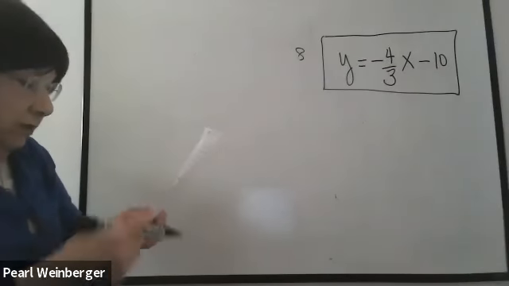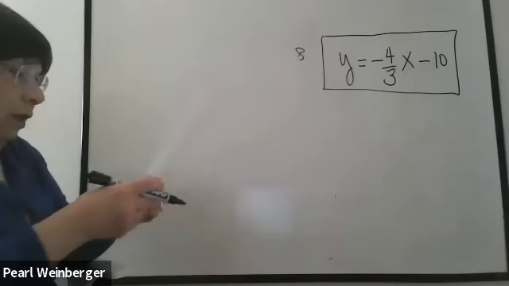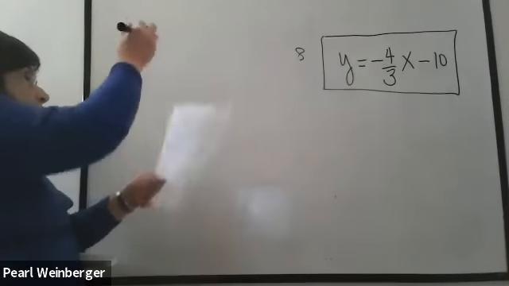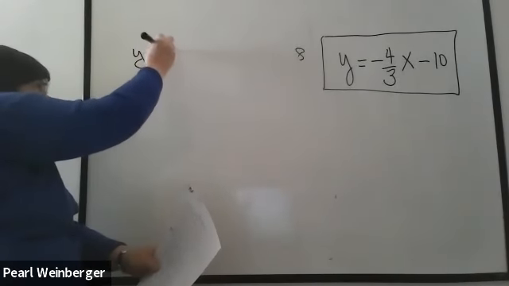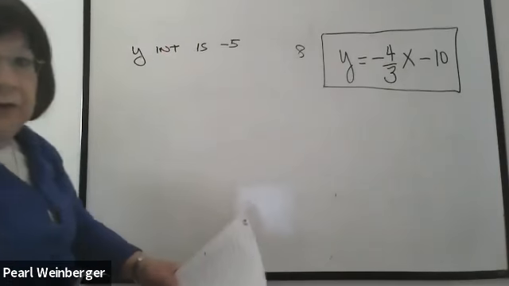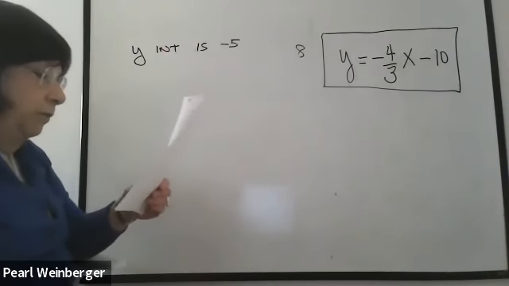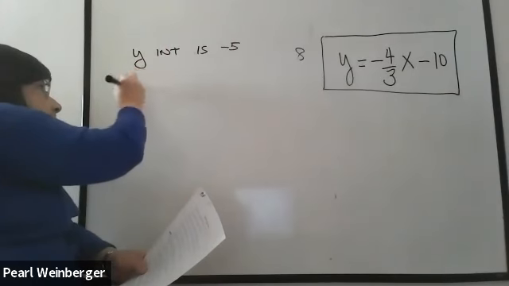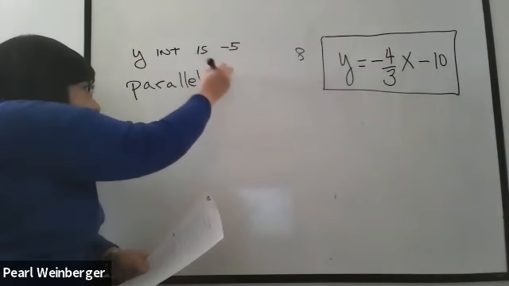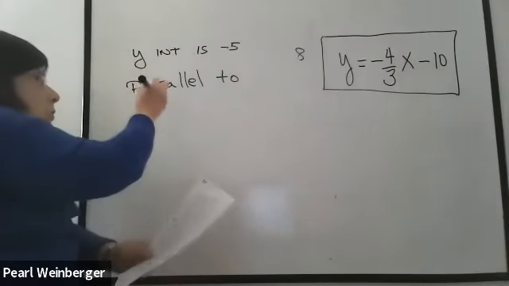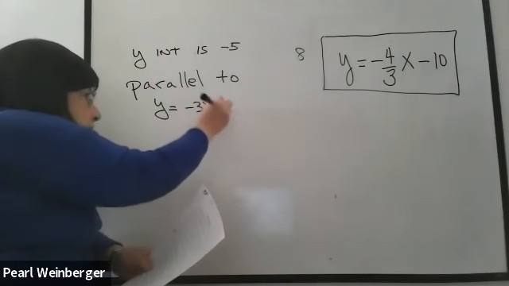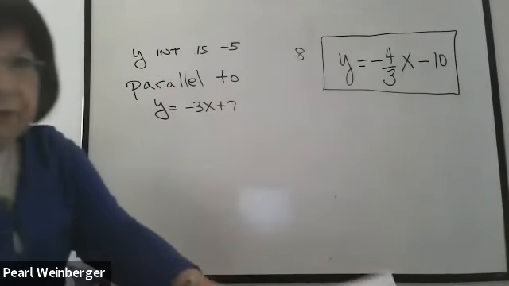What if I gave you this question? Find the equation of the line described. The y-intercept of my line is -5. They're telling me my line has a y-intercept of -5. And the line is parallel to the line y equals -3x plus 7. Now here is what sometimes gets confusing.